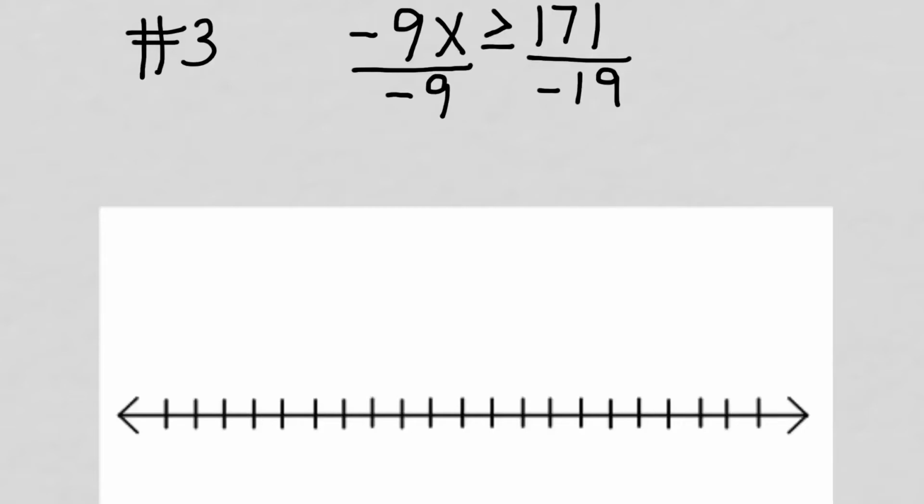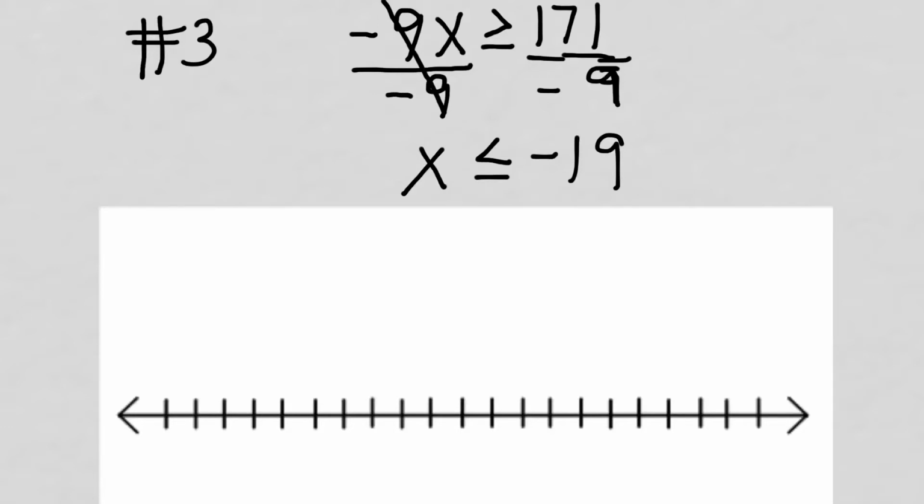There are three parts to finish this. First, I hope you all see that the negative 9s cancel out. You're just left with x. Because we divided by negative 9, that means that the sign is going to change directions. We divided by a negative. And the last part of the problem is 171 divided by negative 9. I'm dividing both sides by negative 9. If you do that, you end up with an answer of negative 19. So x is less than or equal to negative 19.